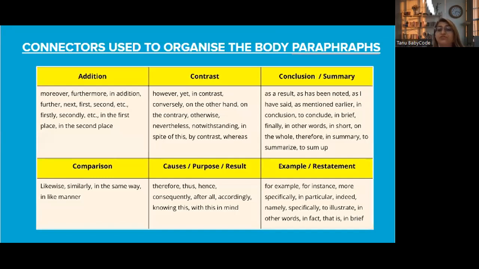Some connectors also, so that you can organize your body paragraphs when you want to add, that means addition, contrasting a statement, writing a conclusion statement, making comparison, writing about the causes, talking about examples. So please save these connectors.